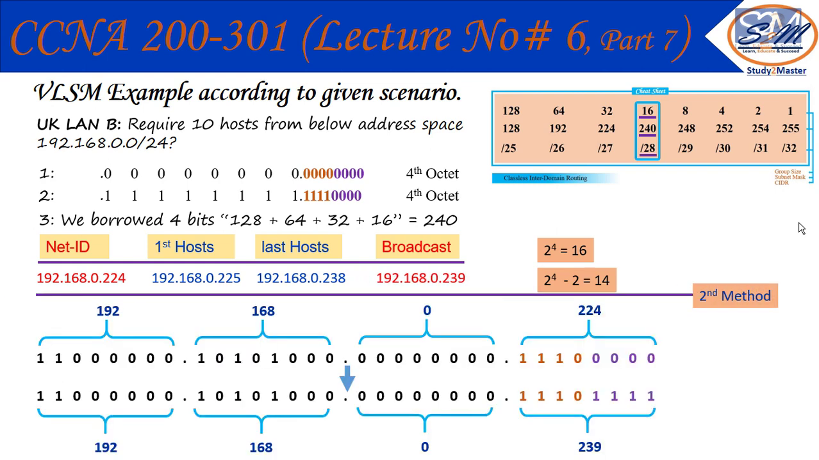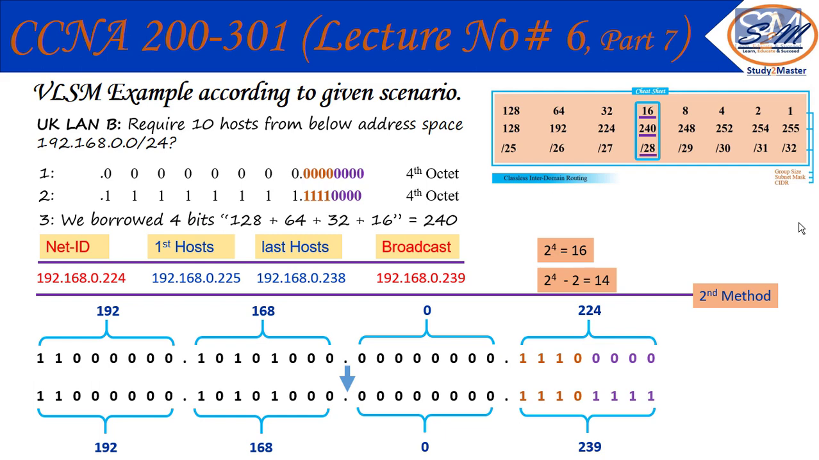It means we have 16 networks. Each network will have 14 usable IP addresses. The network ID is 192.168.0.224. The first usable address is .225. The last usable address is .238, and the broadcast address is .239.